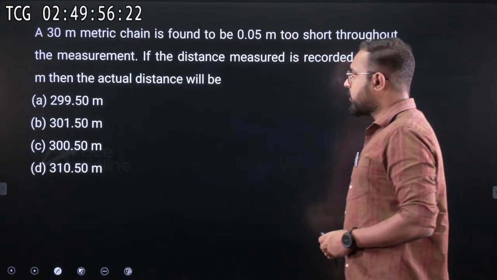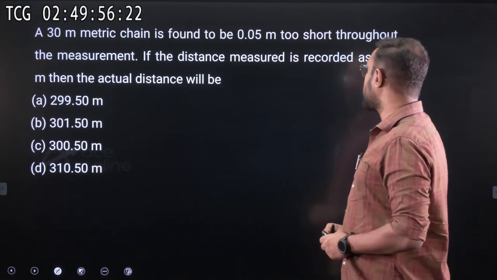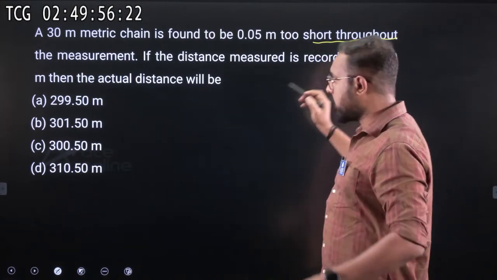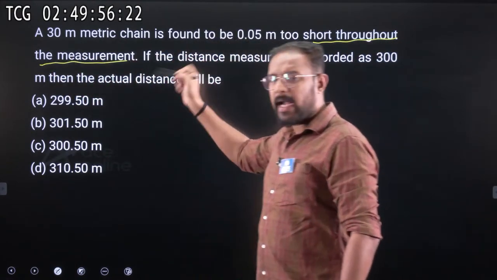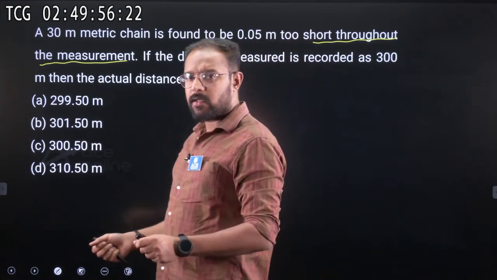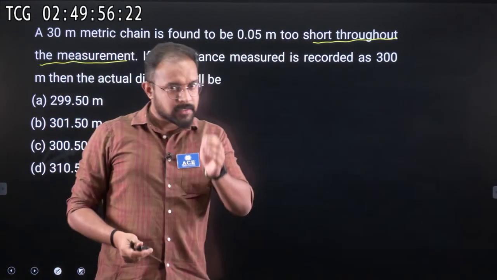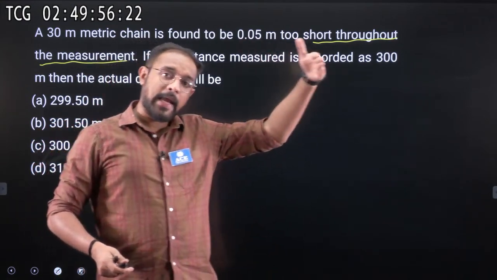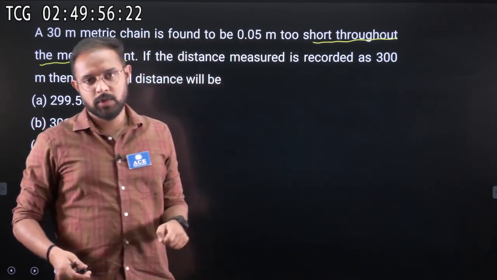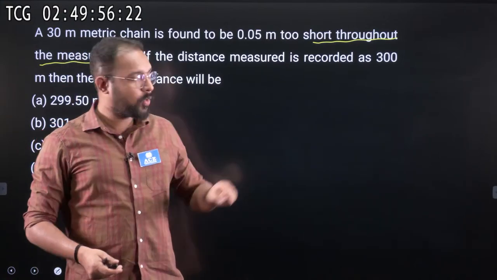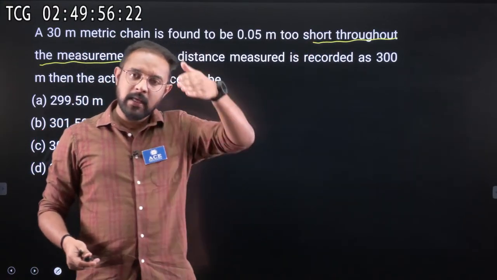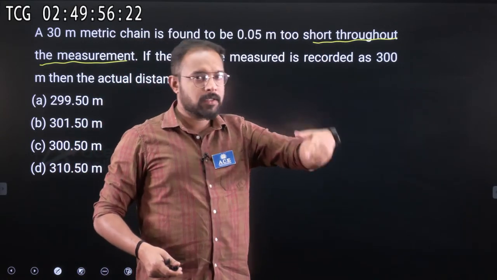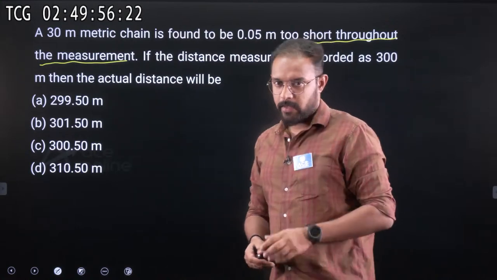A 30 meter metric chain is found to be 0.05 meter too short throughout the measurement. Right, very important statement. Throughout the measurement, what do you mean by that? Throughout the measurement means starting also 0.05 meter too short, and ending also 0.05 meters too short. That is the meaning. Throughout the day, starting time 0.05 meter too short, ending time 0.05 meter too short. That is the meaning.